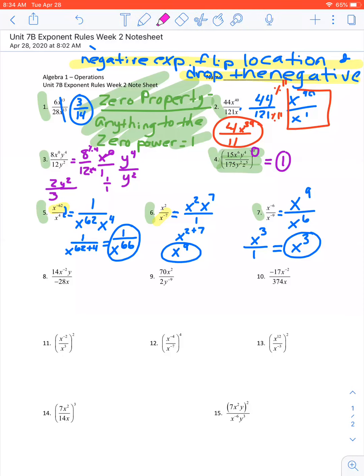Hi guys, welcome back. So we are in week 2 notes of exponent rules, and what we're going to talk about today are problems like 8, 9, and 10.